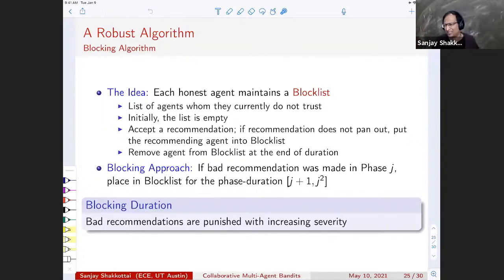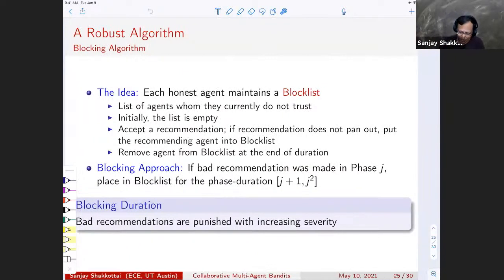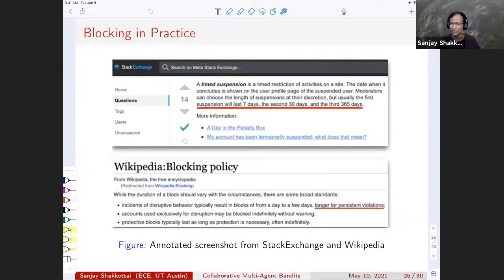Again, these are all just sort of soft statements. The way we are formalizing this is through J to J square. As T progresses, you will be penalized harsher and harsher, because for J large, J square is way, way large.